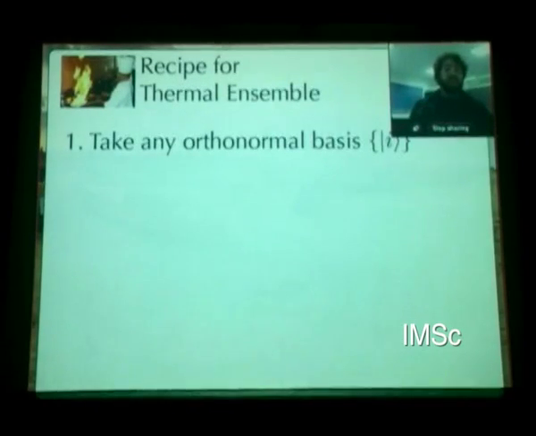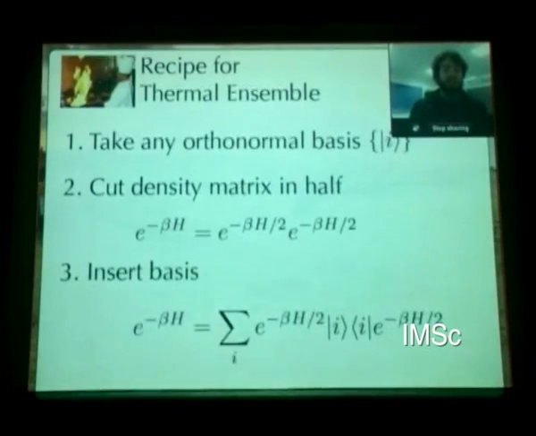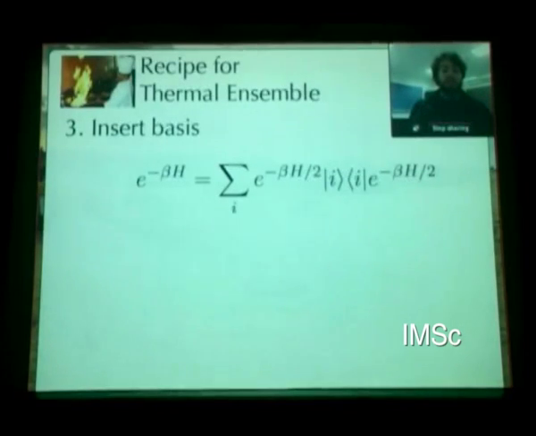So let's say we take any basis, labeled here by the states i, and it can really be any basis you like. To prepare a thermal ensemble from this basis, you take the density matrix at temperature beta and cut it in half, just meaning the square root times the square root. That's an exact thing you can do. And then you insert a resolution of the identity between, which just means a sum of the outer product of i with i. The reason you want to do this is to keep everything looking symmetric.